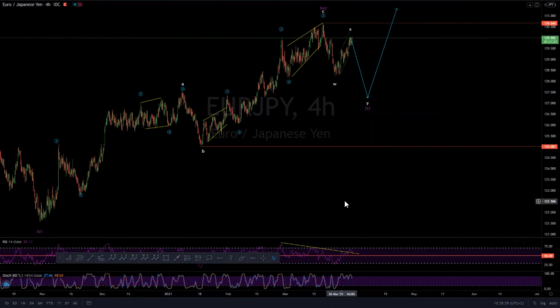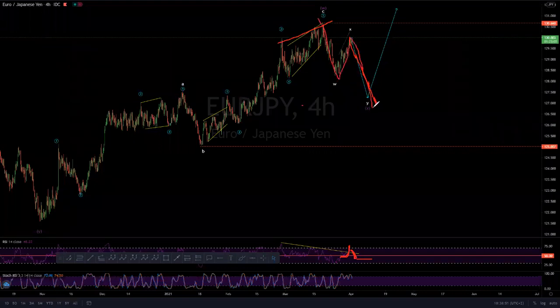This divergence here, I wouldn't have expected this RSI to break higher here. So now we are trading above. This divergence might not work, but if this RSI starts to dip below the 50 mark, and it will be dipping below this trend line here, then I will expect this structure to play out.